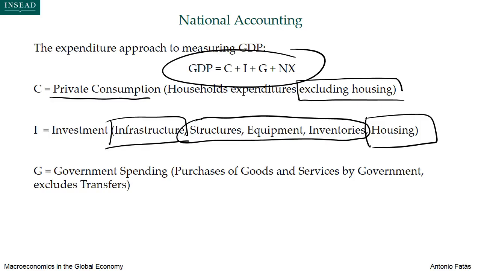The government expenditures on goods and services is what we call government spending or government consumption. And finally, what the rest of the world buys, which we will call net exports, is going to be labeled as NX, and that's going to be the difference between exports and imports.